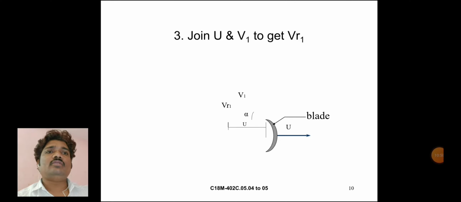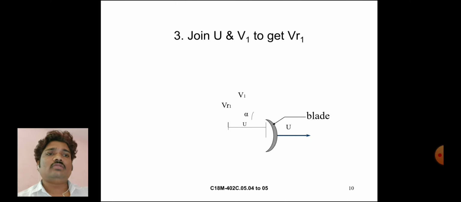Three, join u and V1 to get VR1. Both are joining, u and V1 are joining. We get the equation VR1. Alpha angle. Steam inlet velocity is V1, angle is alpha.